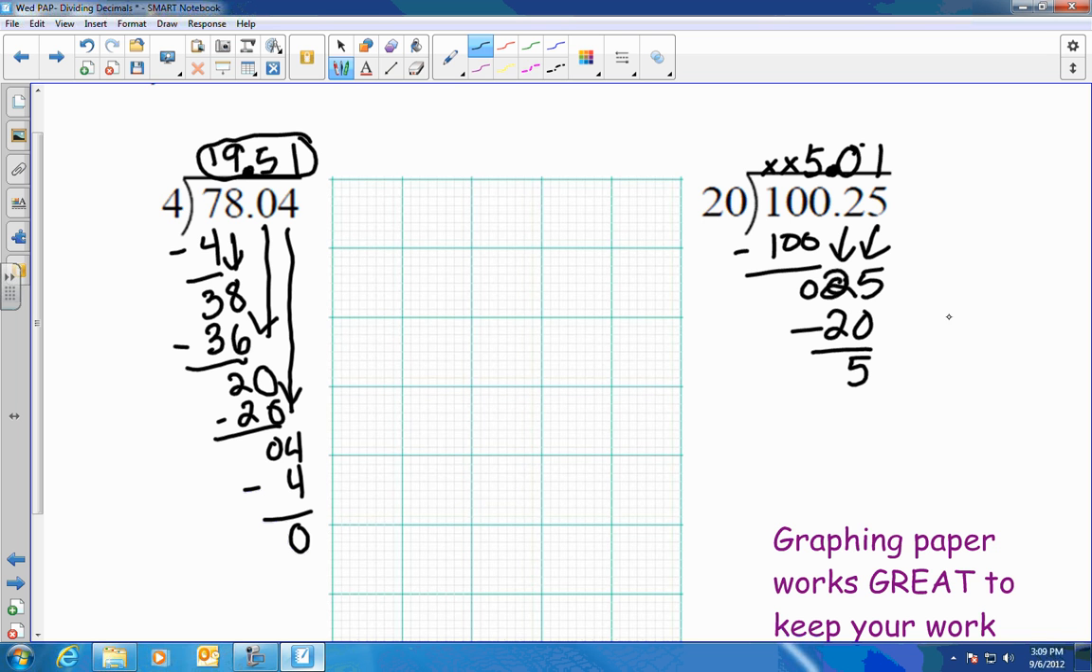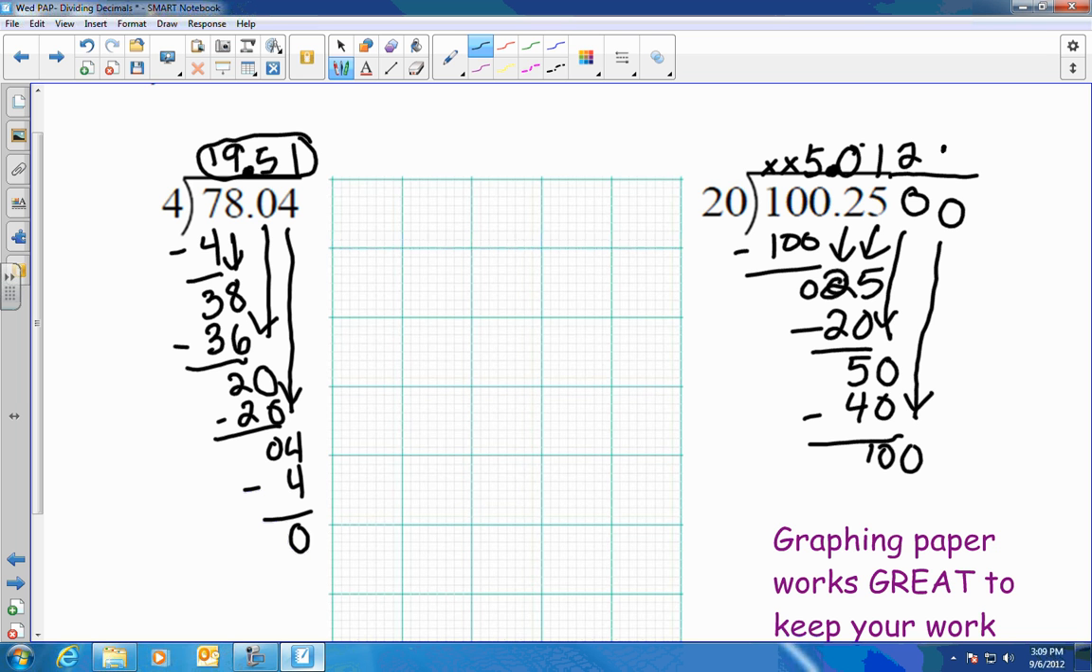with 5 left over. Since I have a remainder of 5, I have to add a 0 on and continue to go until my remainder is 0. So 20 goes into 50 2 times. I'm going to go ahead and extend this line out. And that makes 40. I have to add another 0 and bring that down. 20 goes into 100 5 times. And there's my remainder of 0. So my answer is 5.0125.